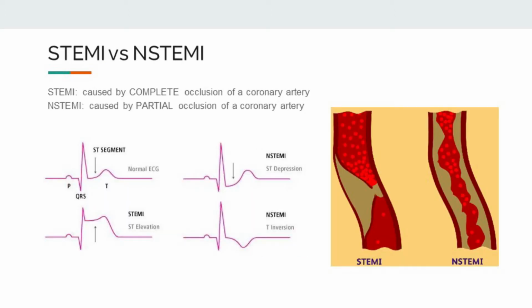So the names STEMI and NSTEMI come from whether or not there is elevation of the ST segment on the EKG. The EKG allows us to look at the electrical activity of the heart. So here's what a normal heartbeat looks like on an EKG.